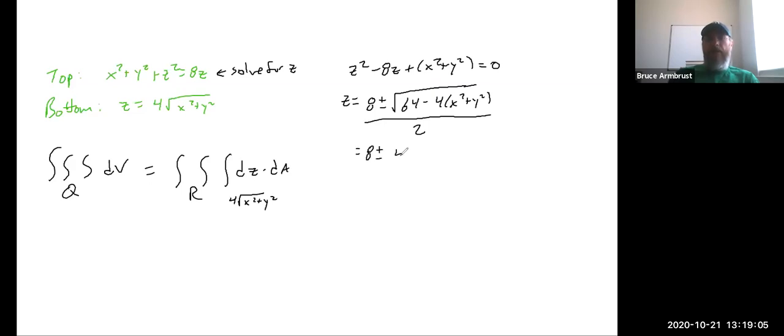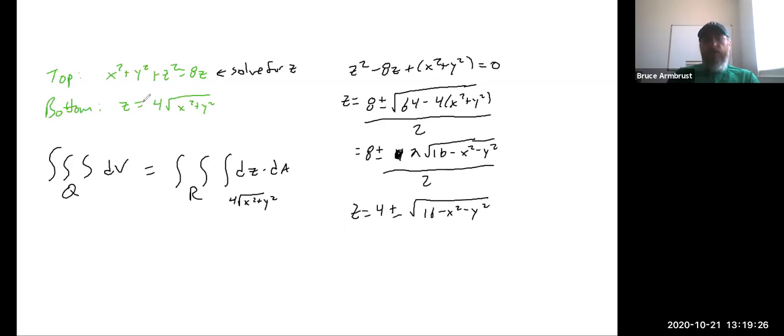I can factor out 2 from the square root by dividing out a 4. So I get 16 minus x squared minus y squared over 2. And now those 2's cancel. So that's the equation of the sphere solved for z.